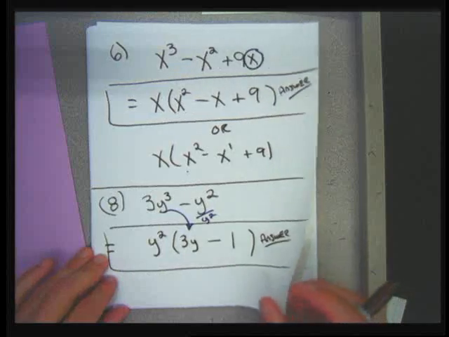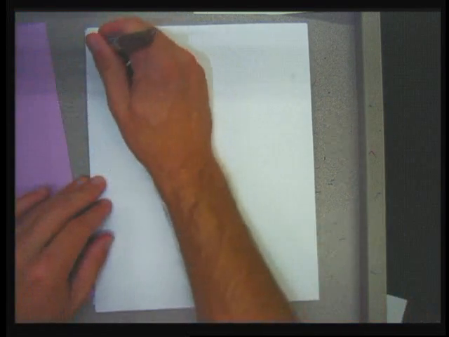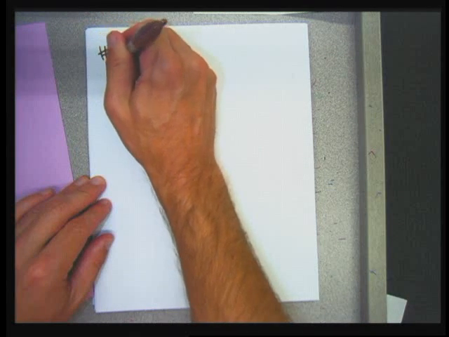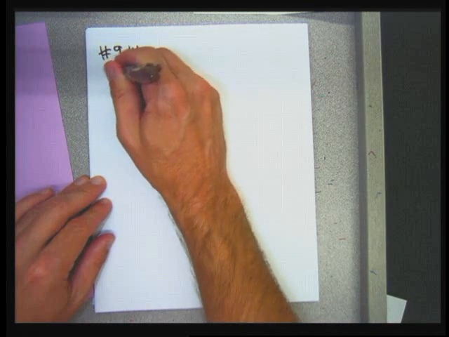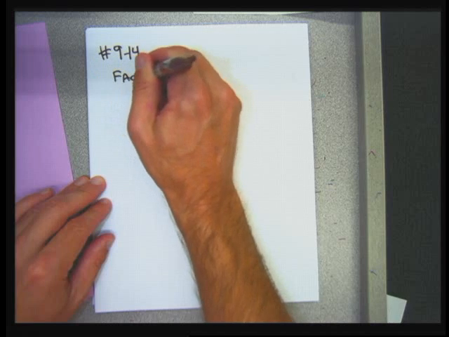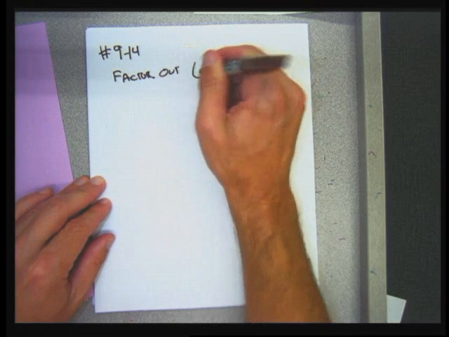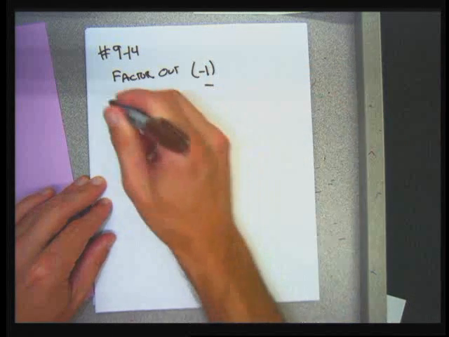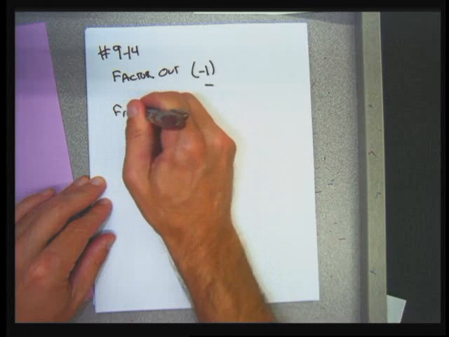10, 12, and 14 asked me to factor out a -1. Not the most important skill ever, but it's a nice skill to remember. So for problems 9 through 14, I'm asked to factor out, it says a -1. I could have just said a negative from each polynomial.